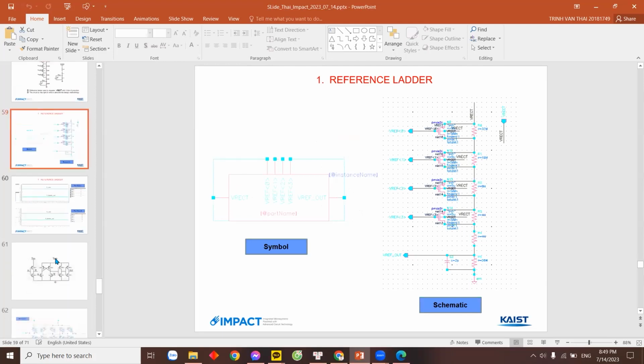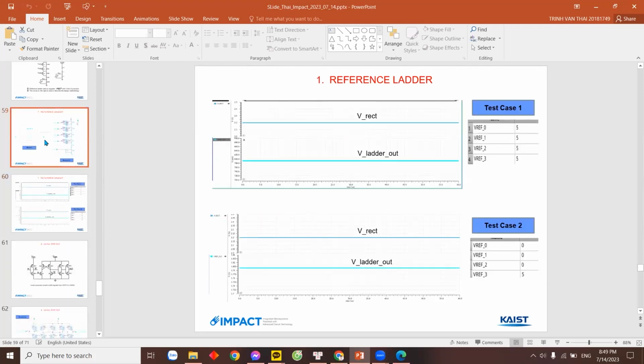After creating the schematic and symbol, I have some cases. Say the reference inputs 1, 2, 3 are 5 volts, and I get the Vref is 2.2 and the V ladder out is approximately 800. Another case is Cascade 2, where the ladder out is approximately 1.8 volts.